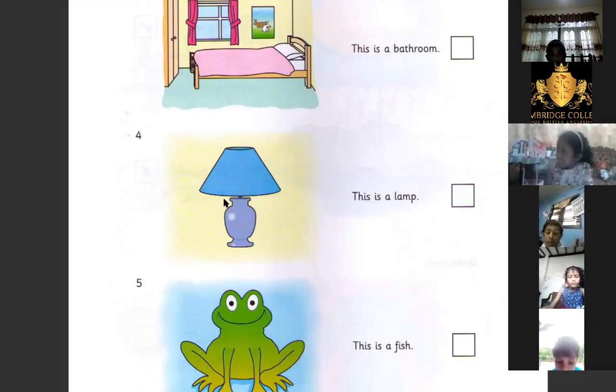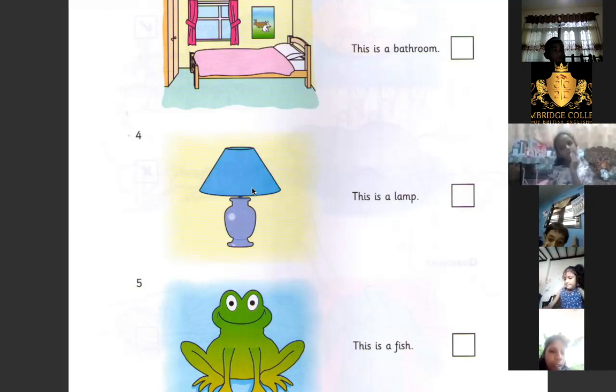Look at the picture and tell me yes or no. Is it a lamp? Is that a lamp? Yes, it's a lamp. So you should put a tick or a cross.